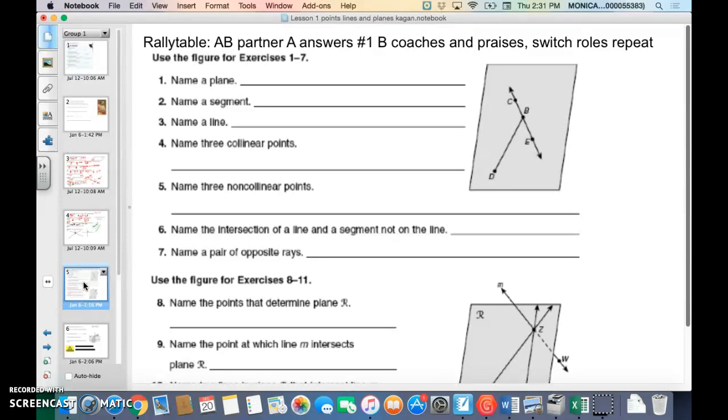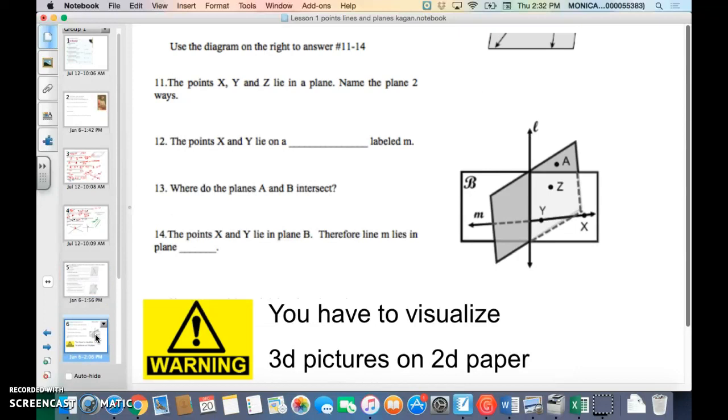An example of what I'm looking for is you're going to name a plane. This is the picture you're looking at, so you want to think back to when we named a plane, you need 3 points that are on the plane. If you're going to name a segment, you only need 2, lines, so on and so forth. All right, so you're going to go all the way to number 14. Practice is on the back. Let's take a look at this.